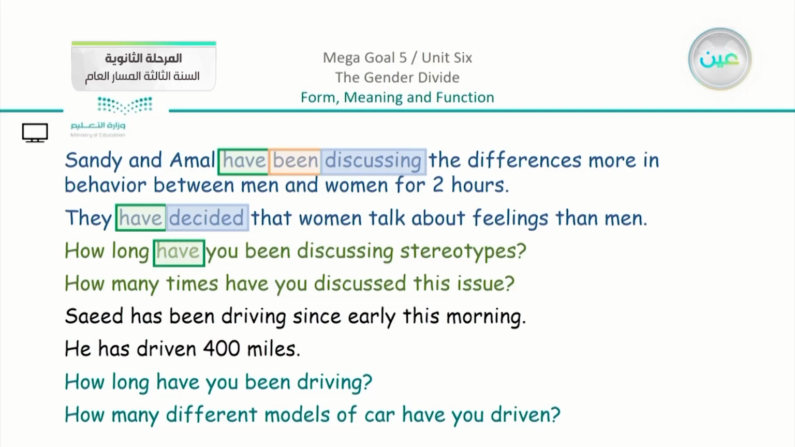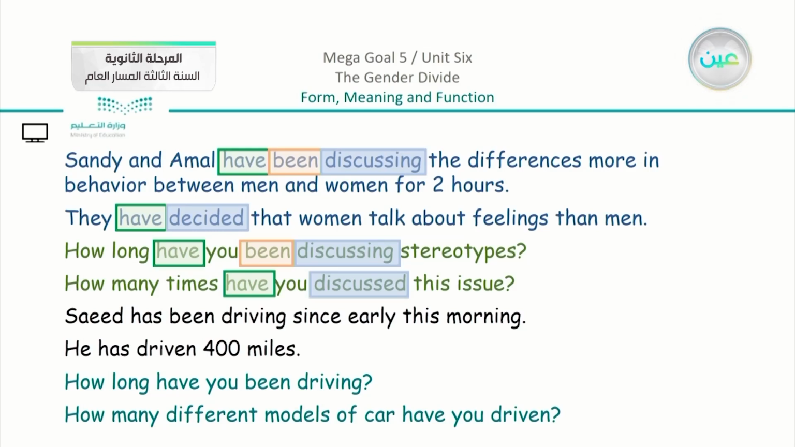We have here a question, how long? How long have you been discussing? Present perfect progressive. And here, how many times have you discussed this issue? So you can see that I'm asking how long. I'm asking about time or duration. And the second time, I'm asking about a number, which indicates a result.